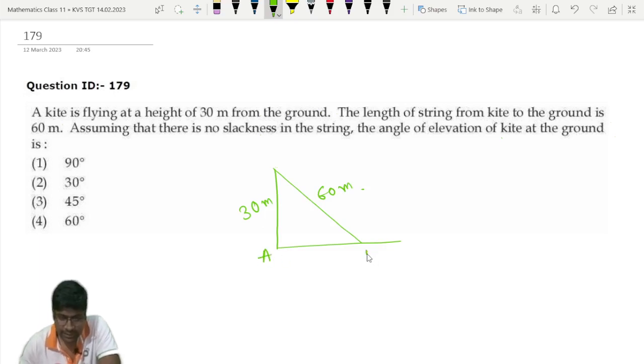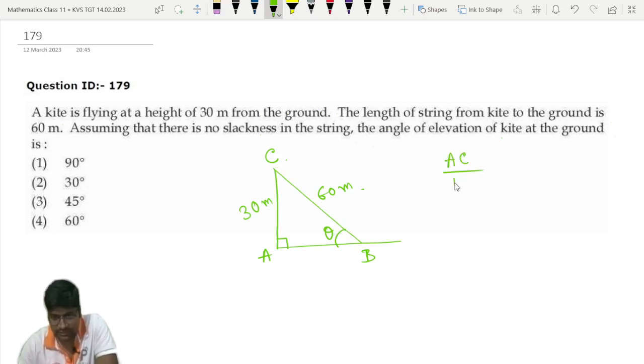So this is say A, B and C. The angle of elevation of the kite at the ground is what? That means this angle we have to find. This is say theta, and this is a right angle triangle. This is 90 degree. So what we have, AC by BC, that means perpendicular by hypotenuse, sin theta.